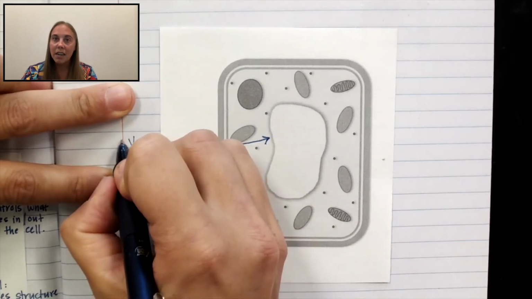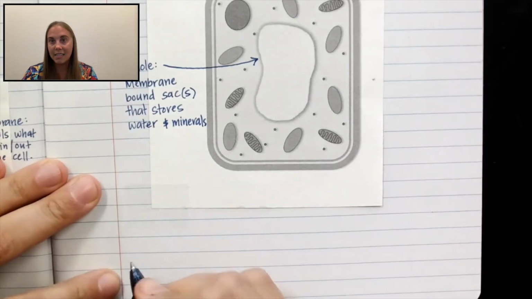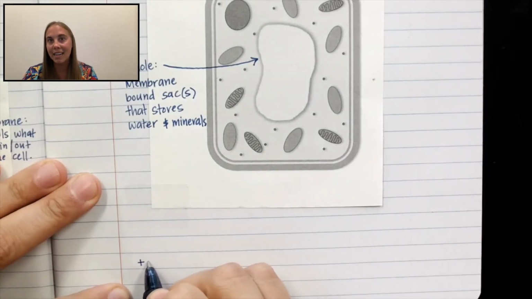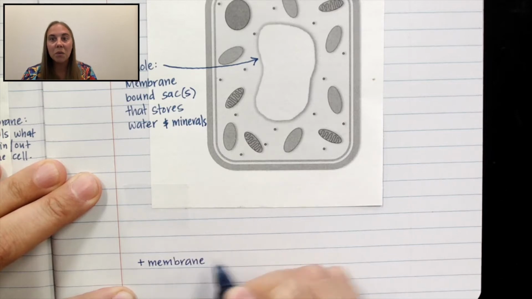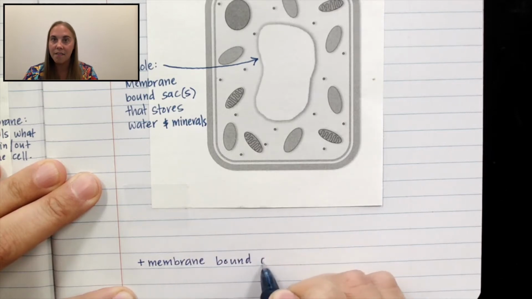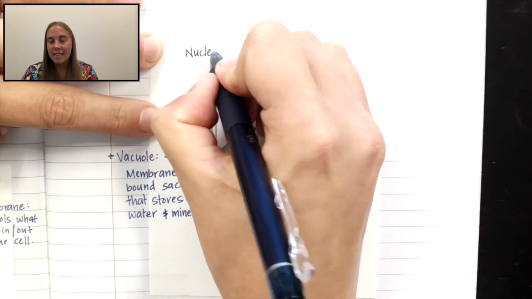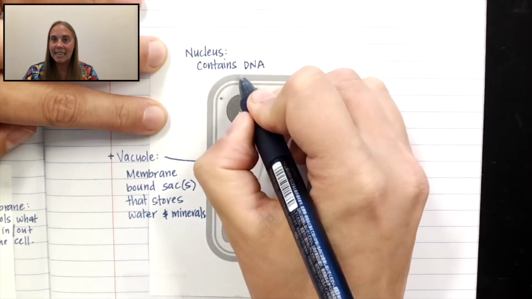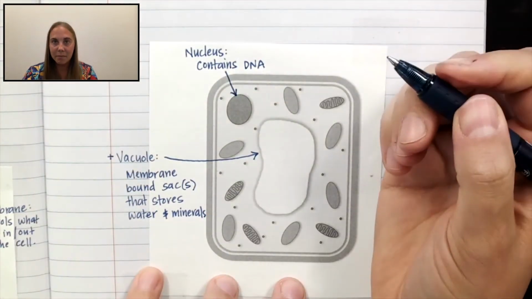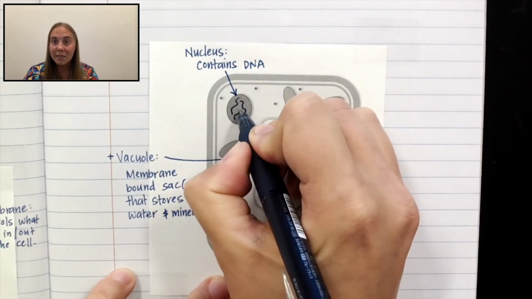Now, you'll notice that I put a plus sign in front of the vacuole title, and that is because anything with a plus sign is a membrane-bound organelle. So these are going to be things that are only found in eukaryotes and not found in prokaryotes. All right, next we have the nucleus, and the nucleus contains the DNA. So go ahead and add some DNA. The DNA is not circular, but it is long and stringy.